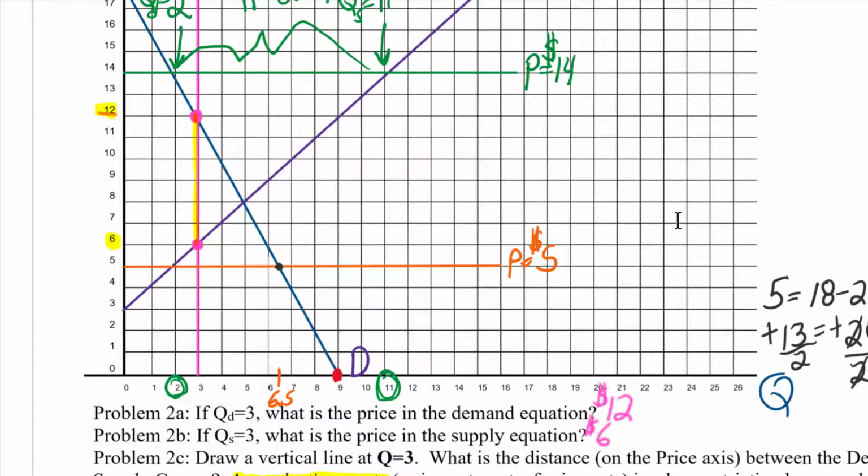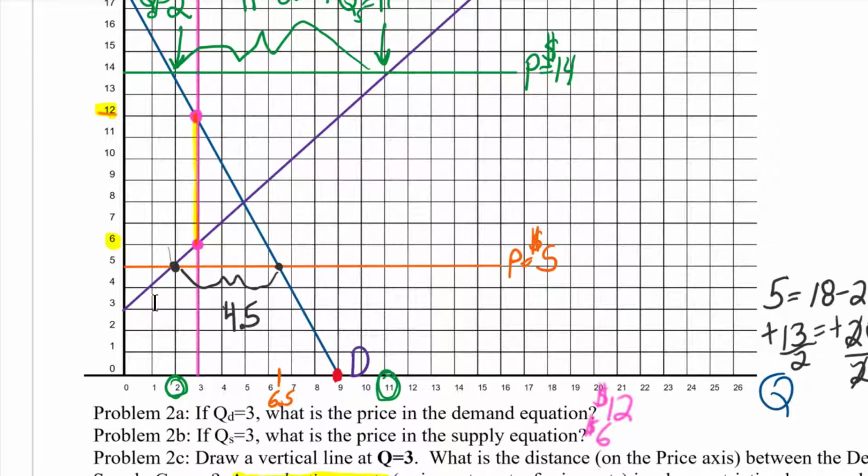Now at a price of 5, how many would the businesses be wanting to sell? Not very many. Remember, law of supply. As the price gets higher, they're willing to supply more, willing to produce more. As the price goes lower, businesses are willing to produce less. So only 2. What's the difference between those two? 6.5 minus 2 would be 4.5 units.